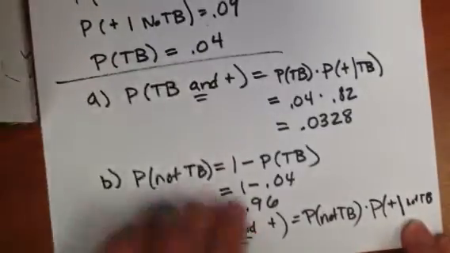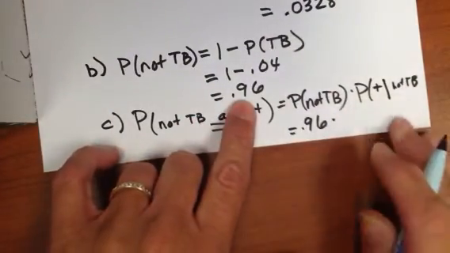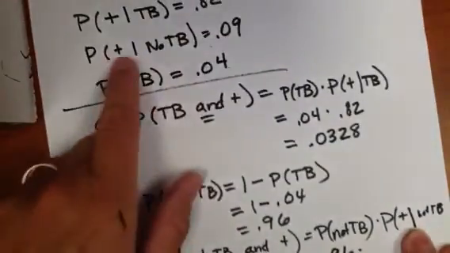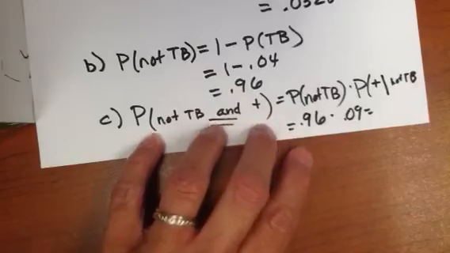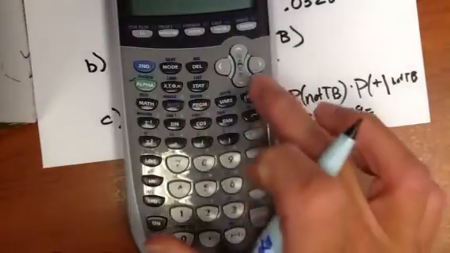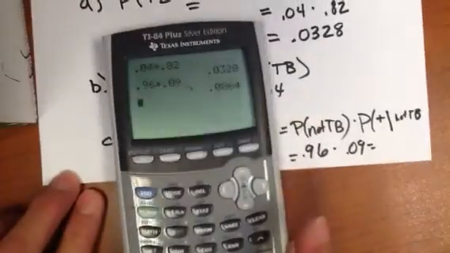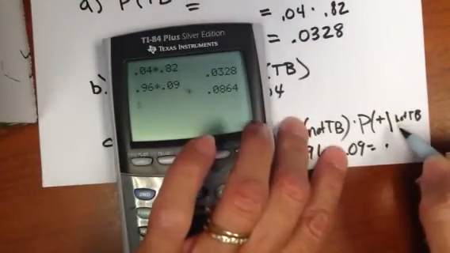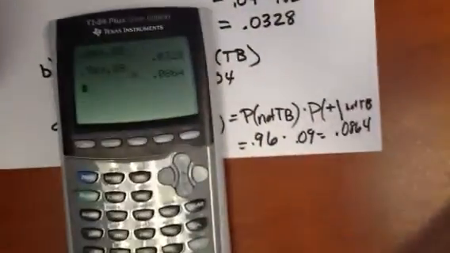Okay, so remember these were the probabilities I was given up here. So not TB is 0.96 times positive given not TB was 0.09. I multiply those two together. 0.96 times 0.09, oops, sorry, and I get 0.0864. Okay?